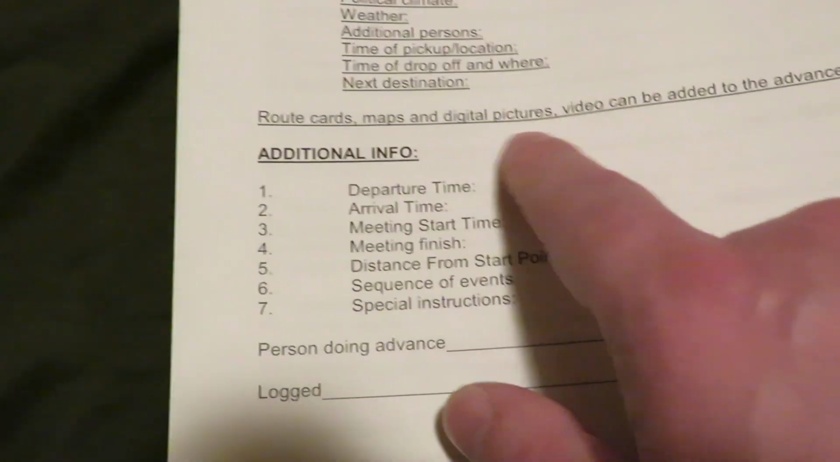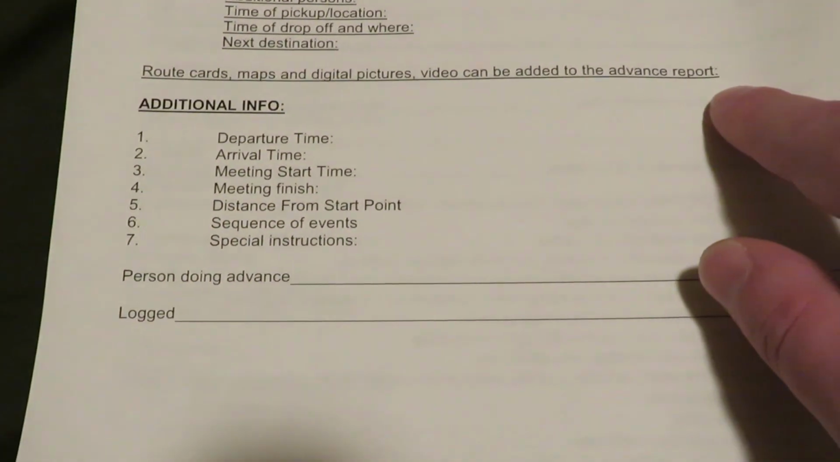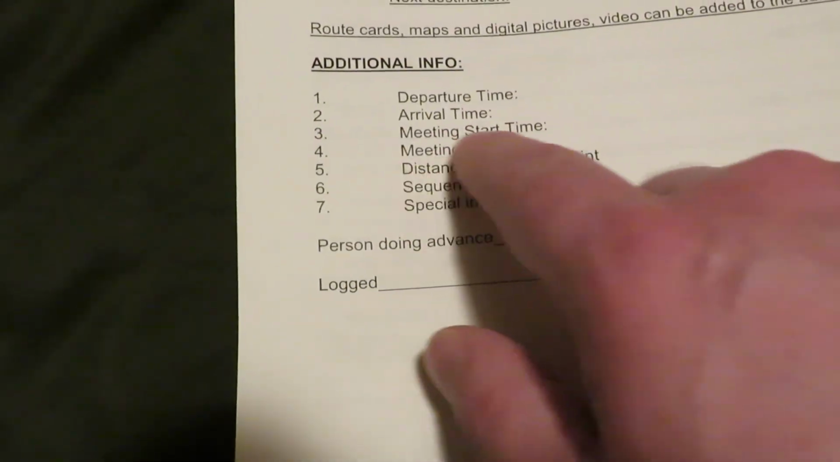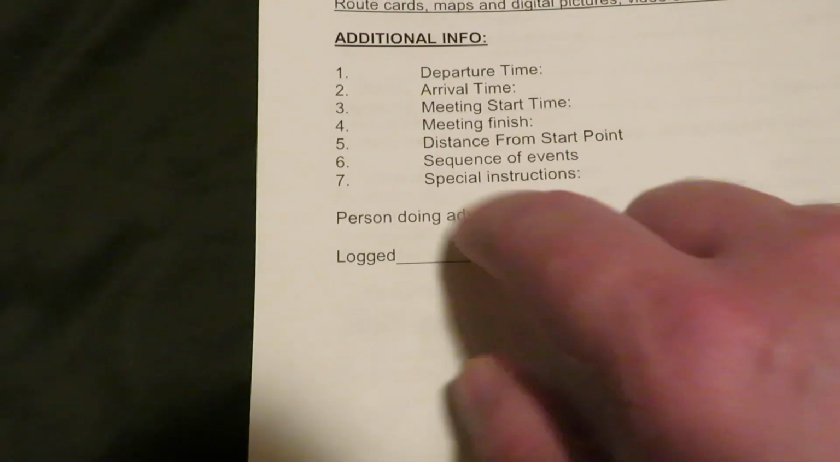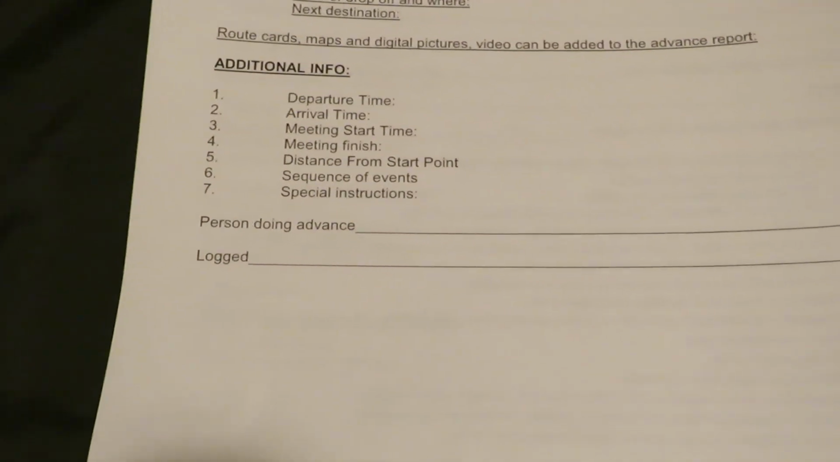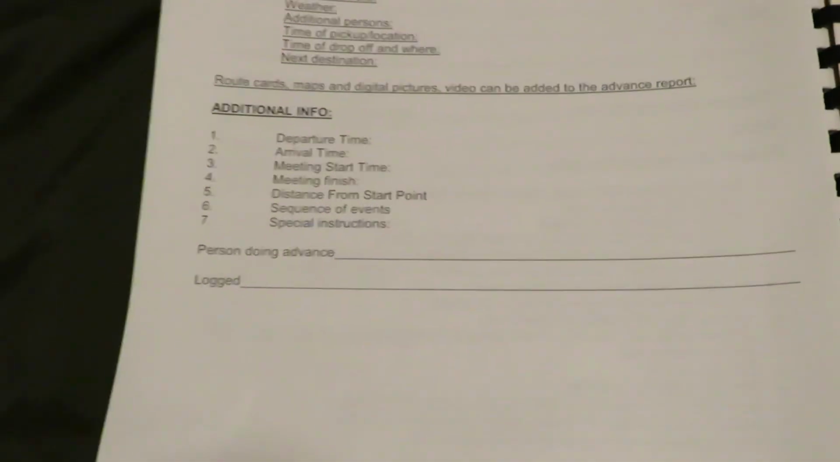Route cards, maps, and digital pictures, video can be added to the advance report, and they should be. They always should be. Additional info: departure time, arrival time, meeting start time, meeting finish, distance from start point, sequence of events, special instructions, person doing the advance, and logged by. That's more for formal business, company, organization stuff. But if you want that set of verification for a private group as well, there you go.